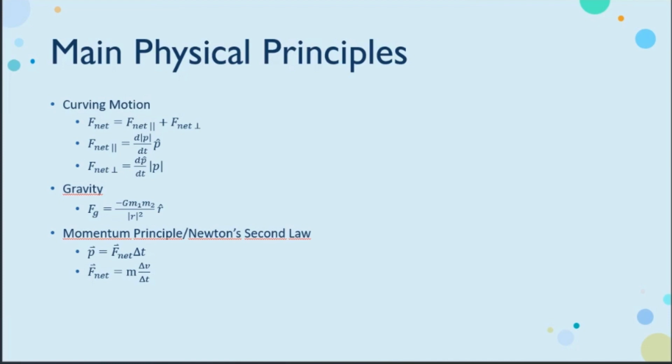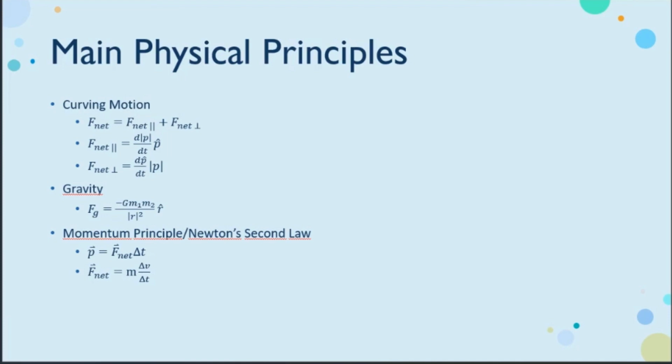The force in the perpendicular direction is the change in the direction of the momentum over time times the magnitude of the momentum. The force of gravity can be found by multiplying -G times the mass of the two objects in question and then dividing by the magnitude of the squared distance between them. The force is in the opposite direction of the position vector between the objects. The momentum principle and Newton's second law state that the change in momentum is equal to the net force applied over time. Although the equations look different, they are essentially the same thing.